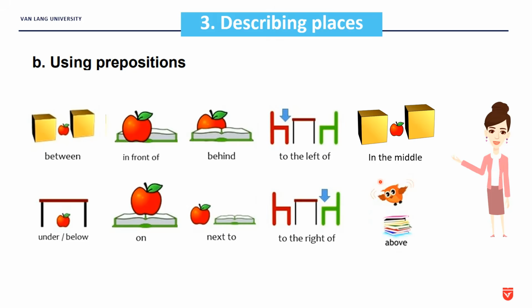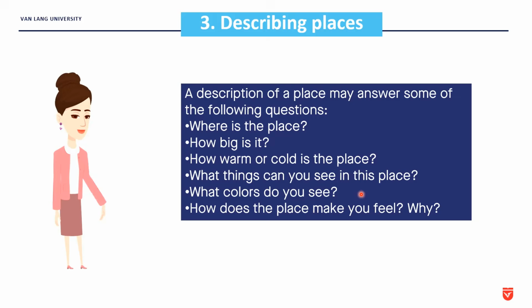That's it for the vocabulary. Please do this practice to review this section. You have learned many words to describe a place. Try answering the following questions and apply words that you have learned when you want to describe a place. The questions include: where is the place? How big is it? How warm or cold is the place? What things can you see in this place? What colors do you see? How does the place make you feel? Why?